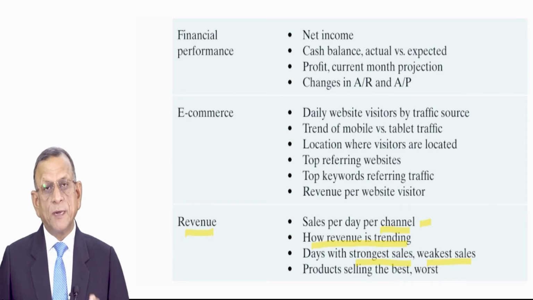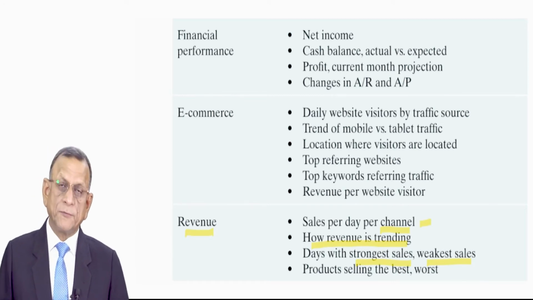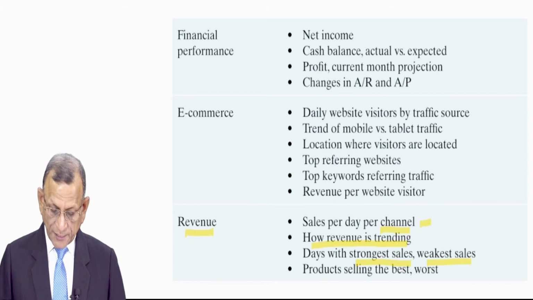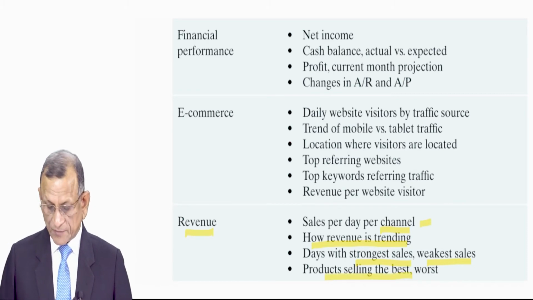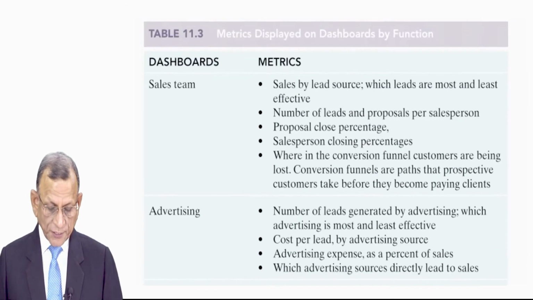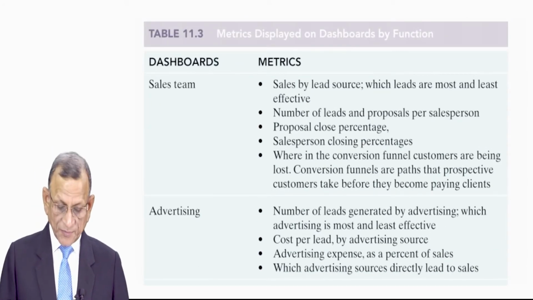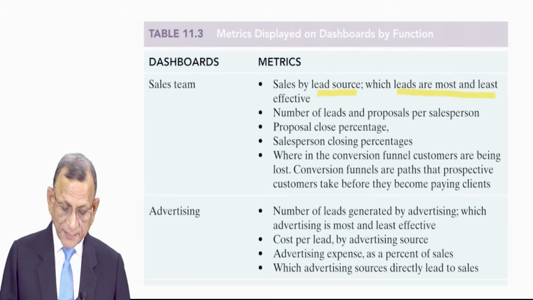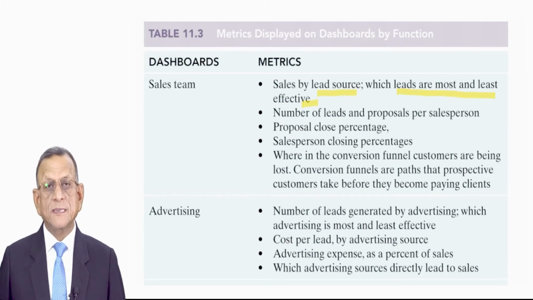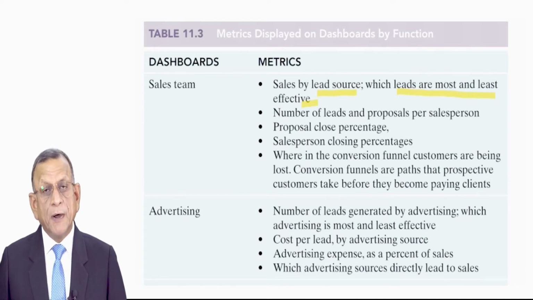Maybe on the basis of months, maybe on the basis of weeks, maybe on the basis of weekdays, maybe on the basis of hours per day. And similarly, products selling the best and worst. In the case of the sales team, we may have a few such parameters like sales by lead source, which leads are most and least effective. Leads means the possibility where you may sell. Leads mean the person, information about the person who may buy your product.